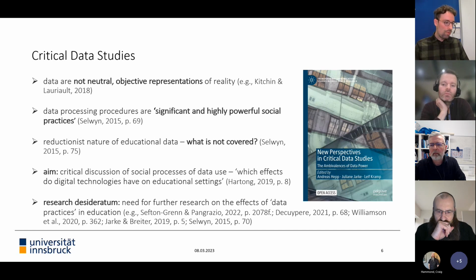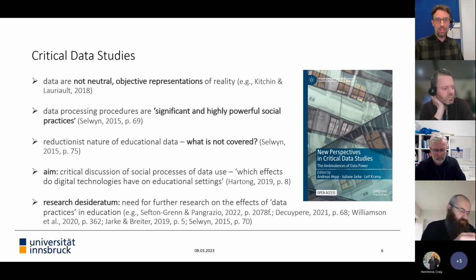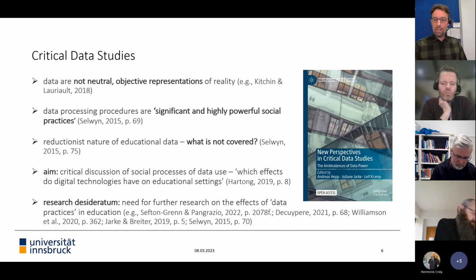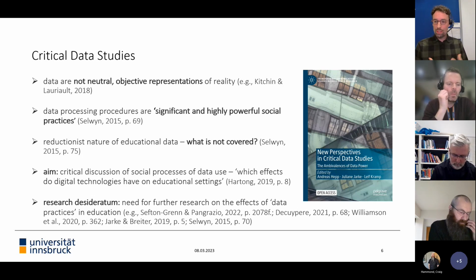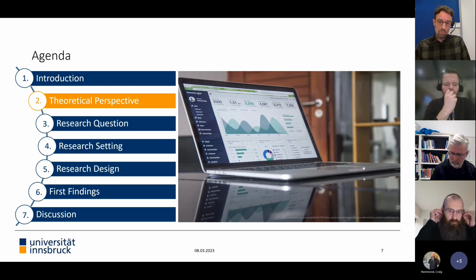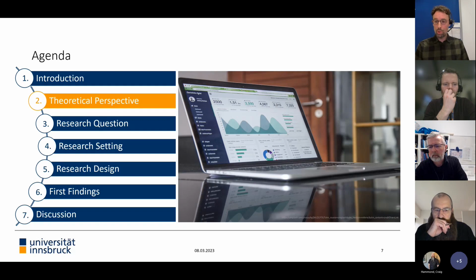The overarching aim of critical data studies is to enhance a critical discussion of social processes of data use. A lot of these researchers in this field argue that there is a lack of empirical studies on the effects of data practices in education. They say there is a need for further research in education in this field. And we aim to do that. We look at learning analytics and these social processes from a specific theoretical perspective, and I will quite briefly introduce you to this theoretical perspective.